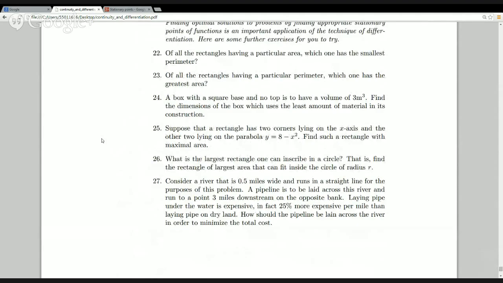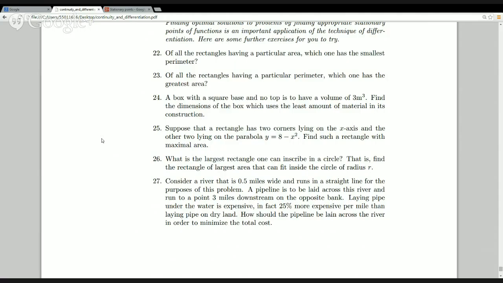Question 22 says, of all the rectangles having a particular area, which one has the smallest perimeter? What's the answer to that, if you had to guess? Yeah, 22. Of all the rectangles having a particular area, which one has the smallest perimeter? It has to be a square, because that's the only special rectangle. It'd be really weird if it was some non-square rectangle, wouldn't it? Surely it can only be the square.